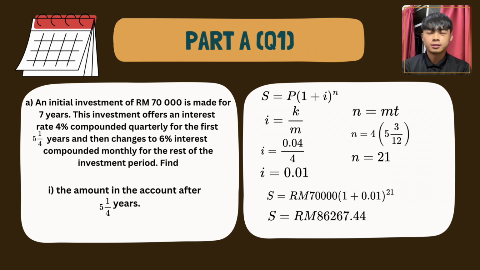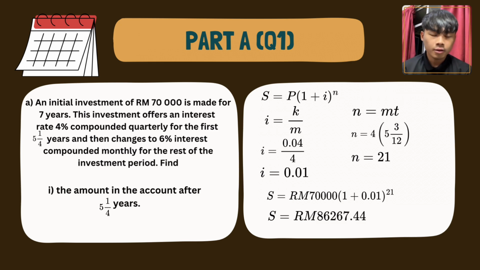Part A, question 1. I use the compound interest formula S equals P bracket 1 plus i to the power of n. To find the i, i equals k over m. The k is the interest rate, 0.04 over 4, compounded quarterly, and I simplified it to 0.01. To find the n, n equals mt. I substitute the m, the compounding frequency, and t, the years, 5 and 3 over 12.